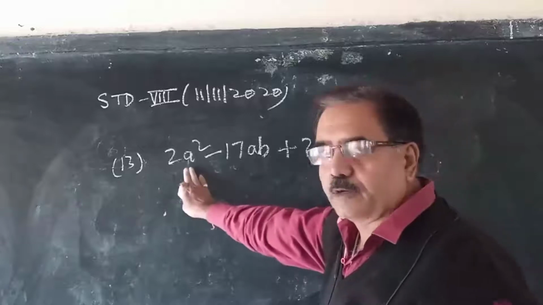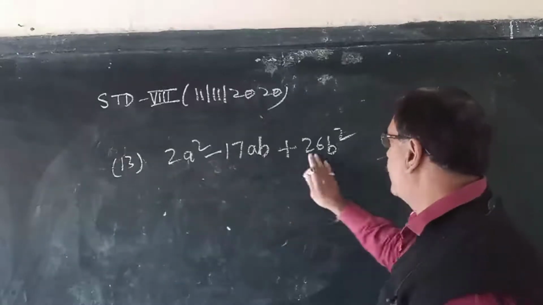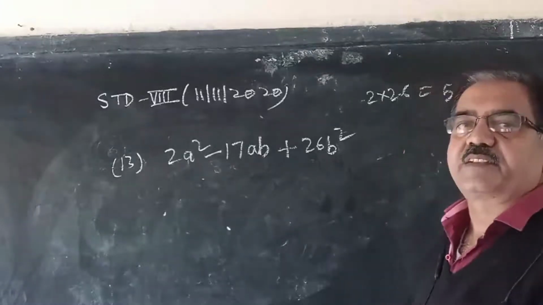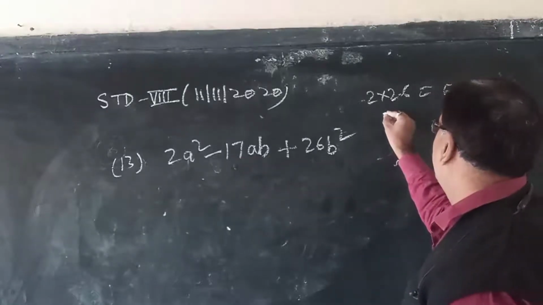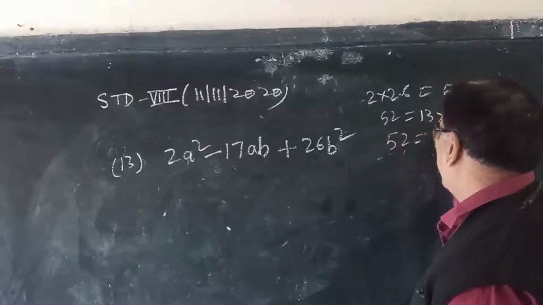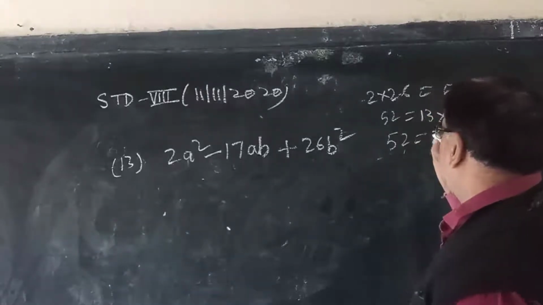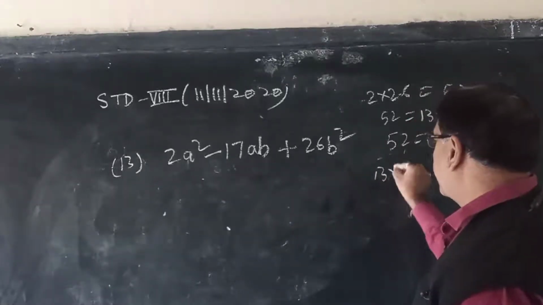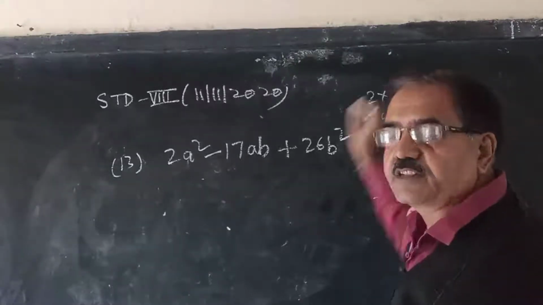So we will take the coefficient of the first term and the coefficient of the last term and multiply together. So 2 into 26, it is 52. Now 52 will have several products. We want minus 17, in the middle is minus 17. So 52 will be 13 into 4, 26 into 2, and so on. Several products. So when we want minus 17, when we take 13 into 4, we can write minus 13 and minus 4, it becomes minus 17. We will take this product.